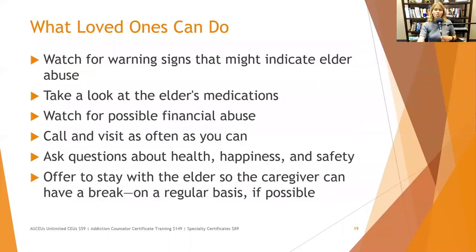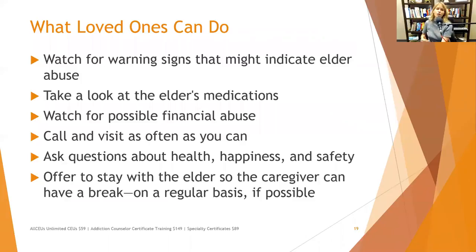So what can loved ones do? Watch for warning signs that might indicate elder abuse. Whether this is the elder living in your house and there are other people living there, pay attention. Or if your elder loved one is in some sort of nursing home care, pay attention. Even if they're still living independently. If you remember, some of the abuse, about 20% of it, is done by friends and neighbors. So we want to check in, and a portion of it by businesses.